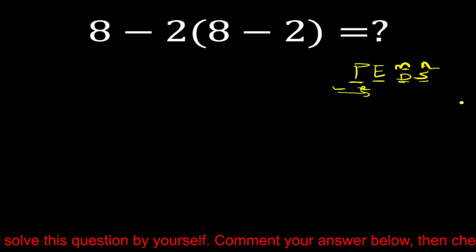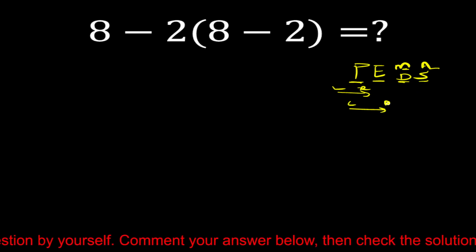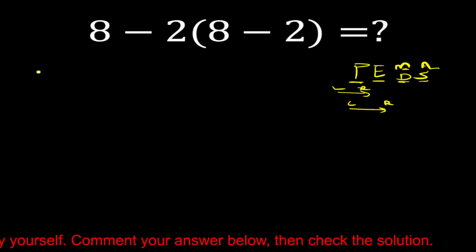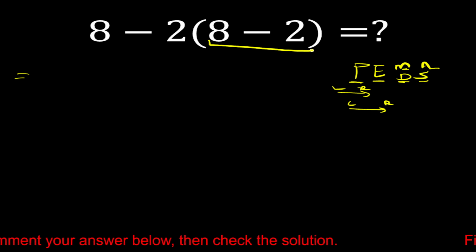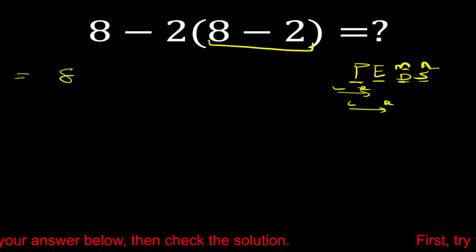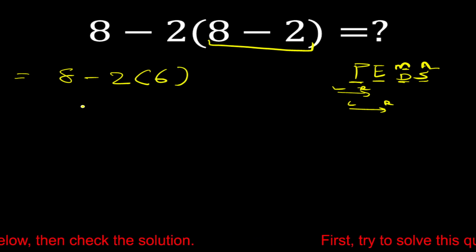And last priority is addition and subtraction, also have equal priority, so we have to solve it from left to right, okay? Now, according to the PEMDAS rule, first we have to solve this parenthesis. So 8 minus 2, now solve this parenthesis, 8 minus 2 is equal to 6.